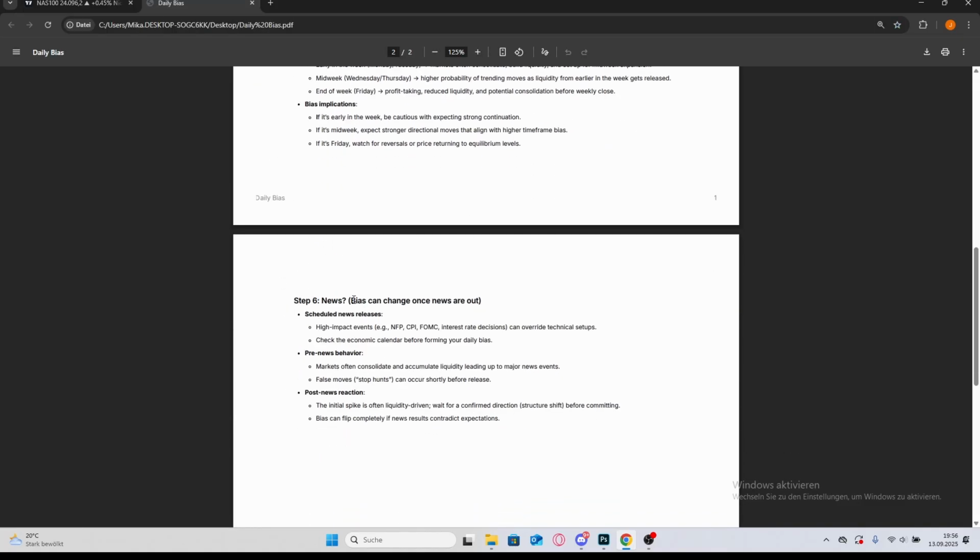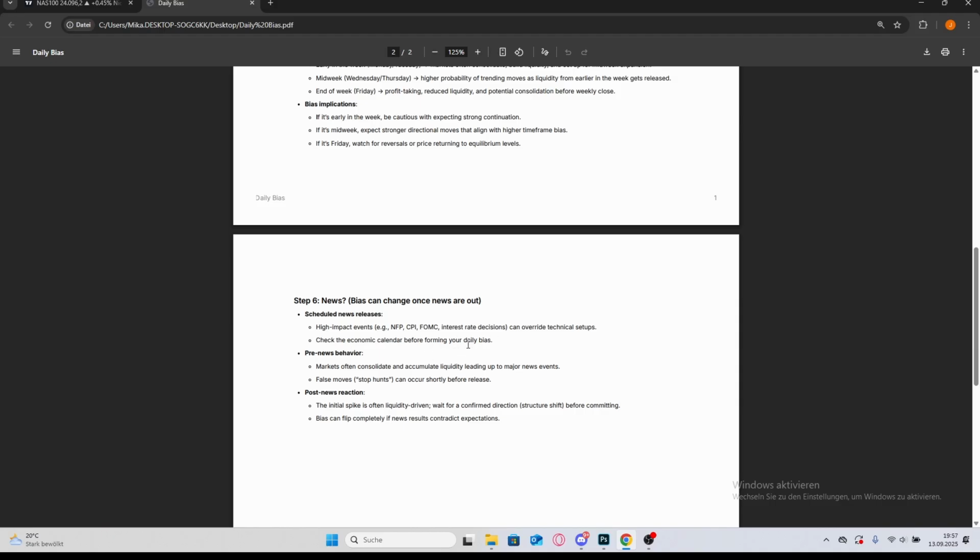And step number 6, I would say it's not that important, but it can still play a big role. It's about news events. And what I want to say is, yeah, biases can change once news are out. So you can have the best biases once there's a high impact event like FOMC, CPI, or NFP. Like they don't care about your daily biases. So yeah, once the news are out, your daily biases can be invalid in a couple of seconds.